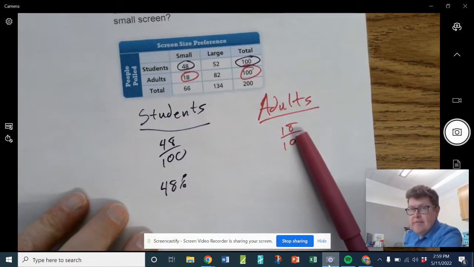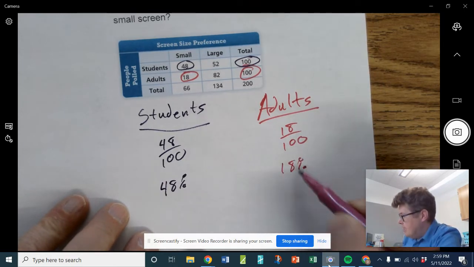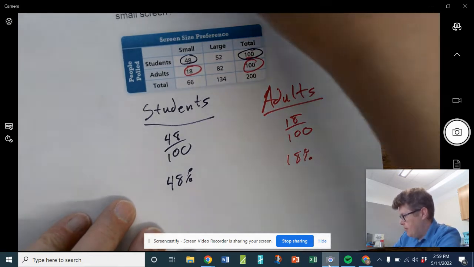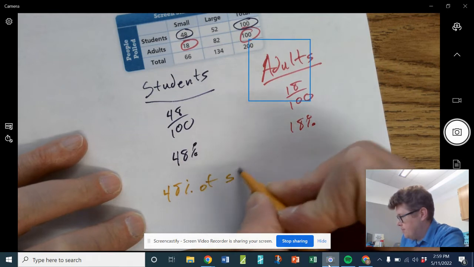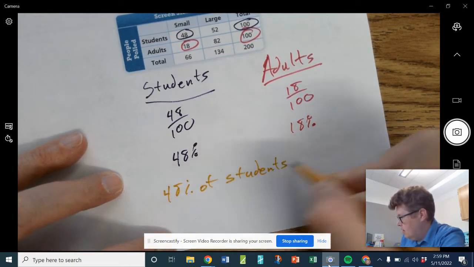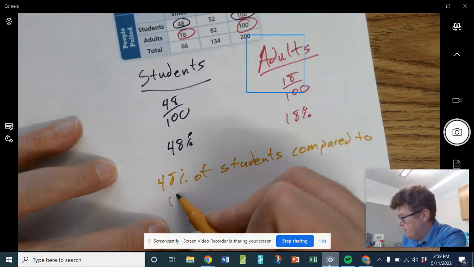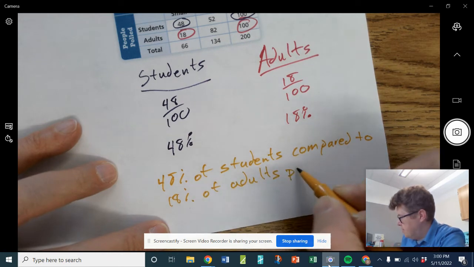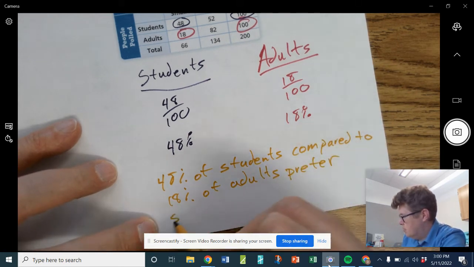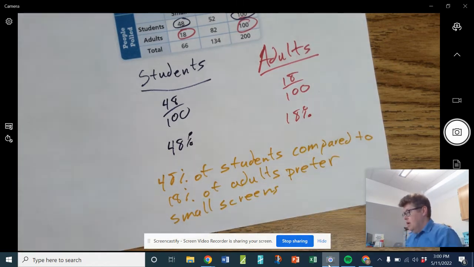We did the same thing: 18 divided by 100 is 0.18, multiplied by 100 is 18. So versus 18% of adults. So we could say something like 48% of students compared to 18% of adults prefer small screens. There you go.